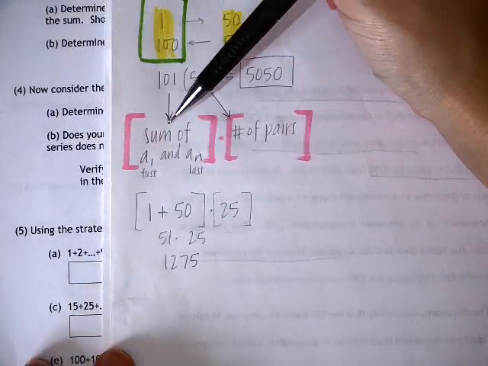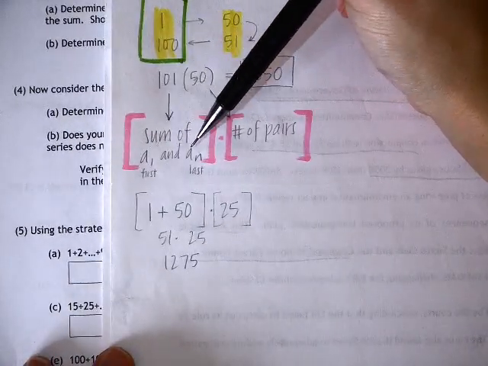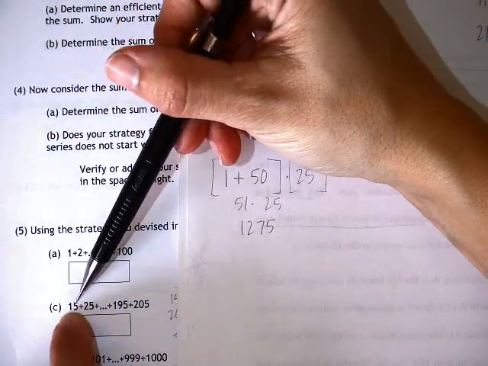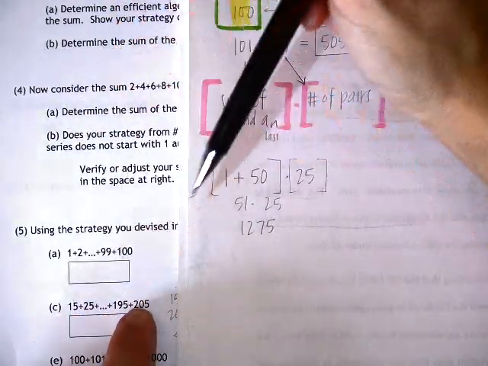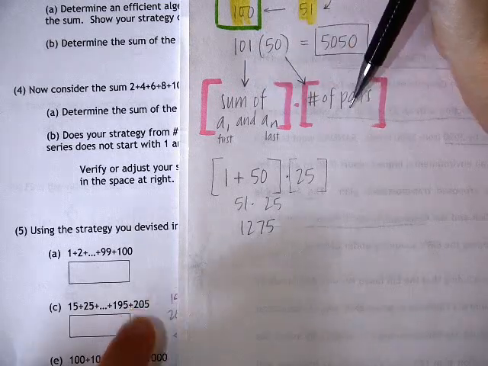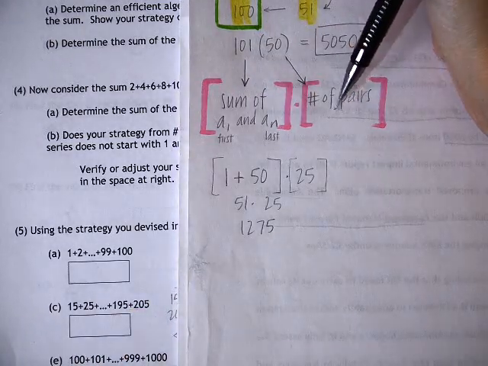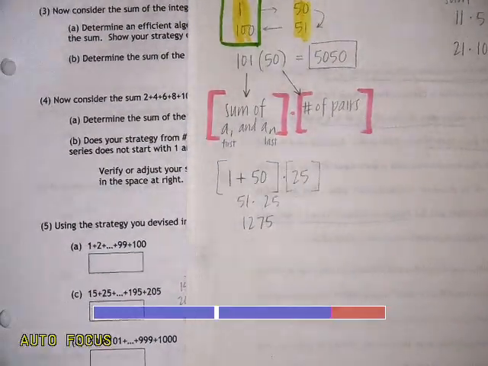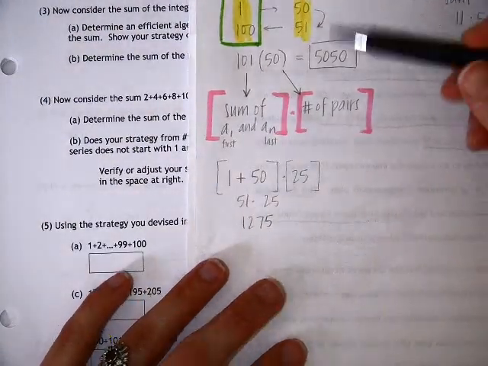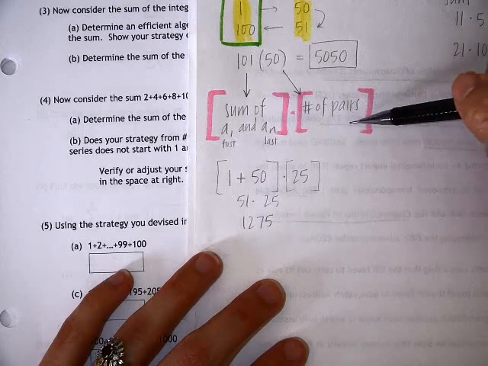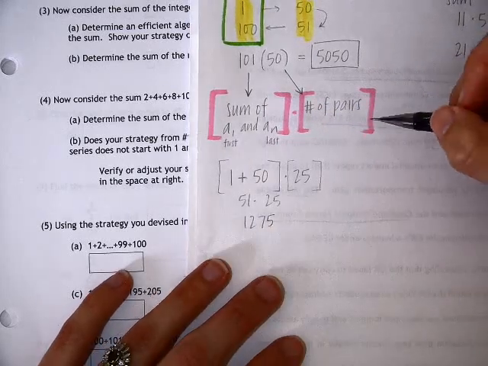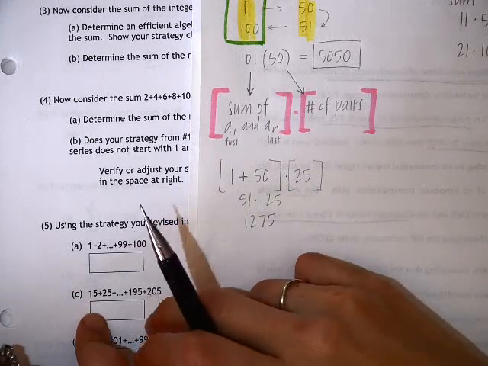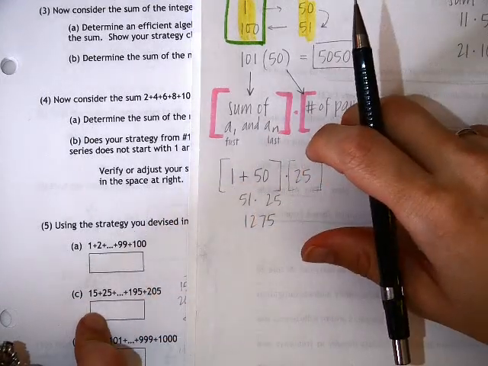The first part of the formula seems okay. The first and the last, I can tell what those numbers are just by looking at problem letter C. First is 15, last is 205. Got it. That part's going to be easy. But number of pairs, I just don't know. So before we do some of these problems more independently, let's refine our formula a little bit. Let's see if we can put this formula in terms that we can be absolutely certain we'll know just by looking at problems like number 5, so that I don't have to do a whole bunch of tedious thinking.